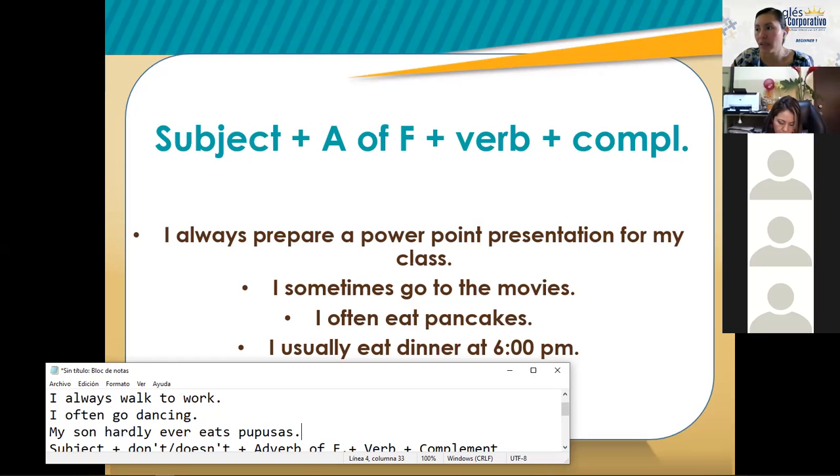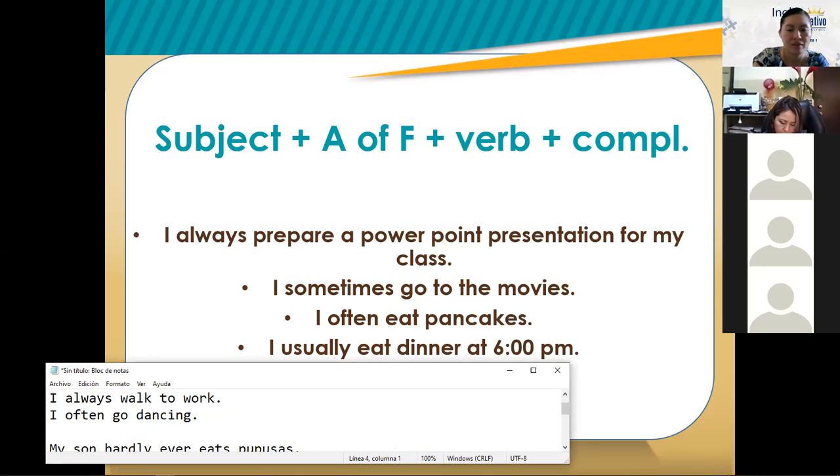¿Alguna otra persona que quiera participar? Yo, mis dos. Ok, excellent. Go ahead. Sometimes I go to the restaurant. Very good. I often like to play sport.